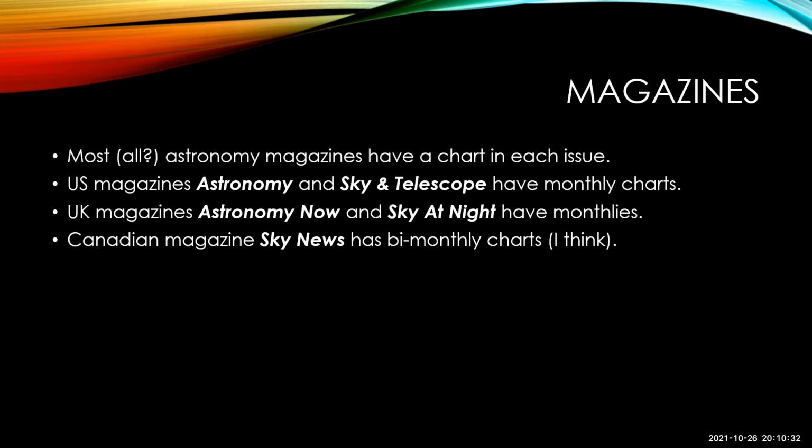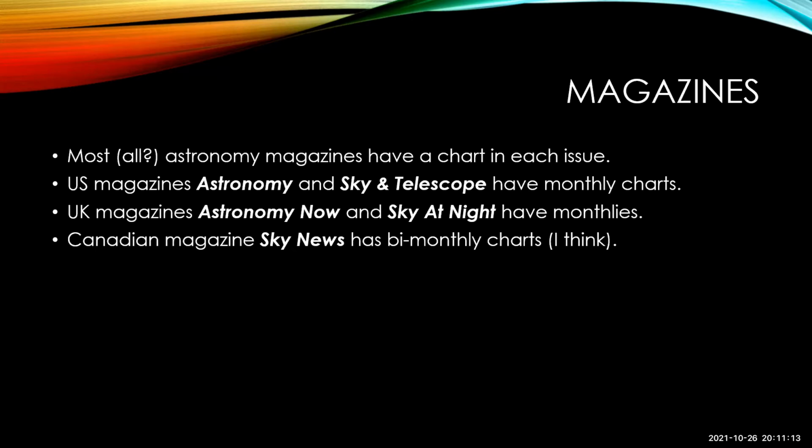So one place to find charts is the monthly insert in a lot of astronomy magazines. So the US magazines that you're going to find in a bookstore, or I've even seen them in grocery store magazine racks. The two US magazines are Astronomy and Sky and Telescope. Both of those come out monthly, have a depiction of the night sky in the centerfold on a monthly chart. The UK magazines Astronomy Now and Sky at Night are also monthlies, and they also have charts.